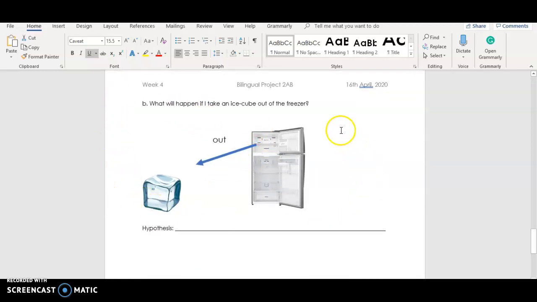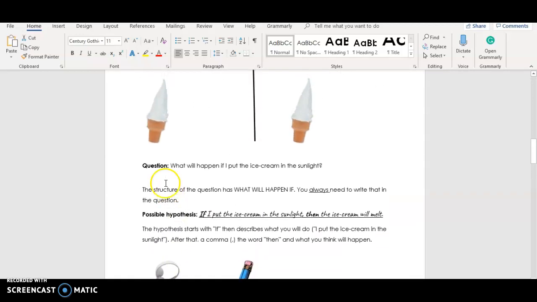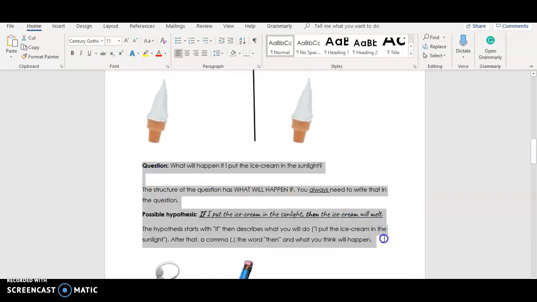And here, in this experiment, I also give you the question, what will happen if I take an ice cube out of the freezer? Look at the question and create your hypothesis. If maybe you still have questions about how to write a hypothesis, you can always use the examples that you have about the ice cream.